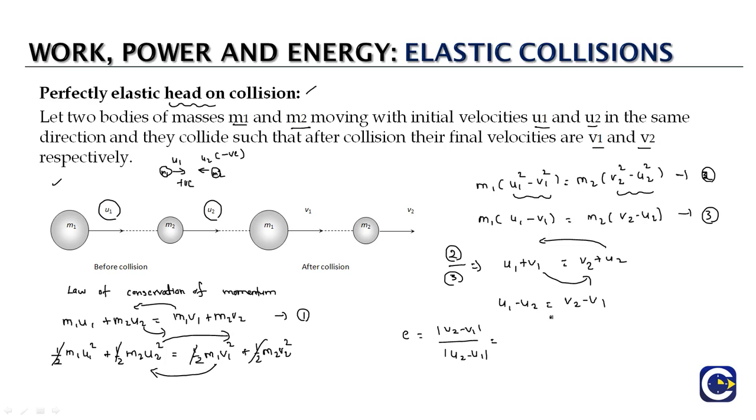So if you see, the value of v2 minus v1 is equal to u1 minus u2. So if you take a ratio of the two, the value will be coming as 1, which means for a perfectly elastic collision in the head-on type, the value of coefficient of restitution will be equal to 1. And we'll see what will be the coefficient of restitution when we go to the other types of collision, which is the inelastic collision or perfectly inelastic collision.